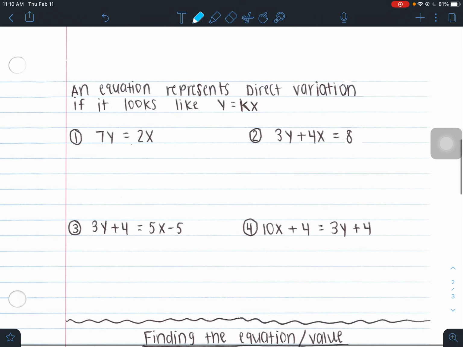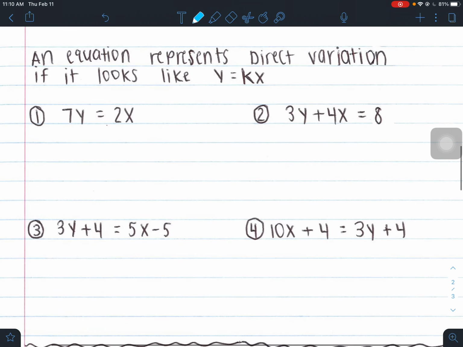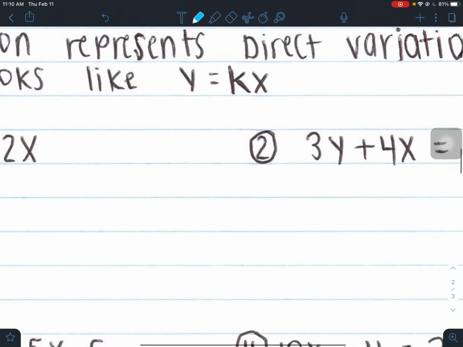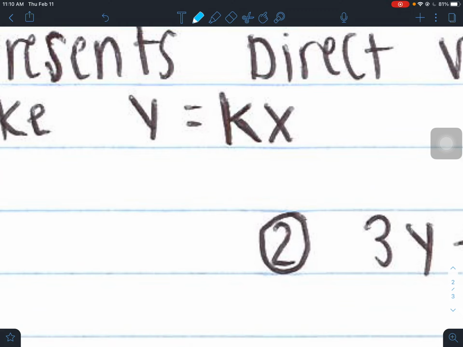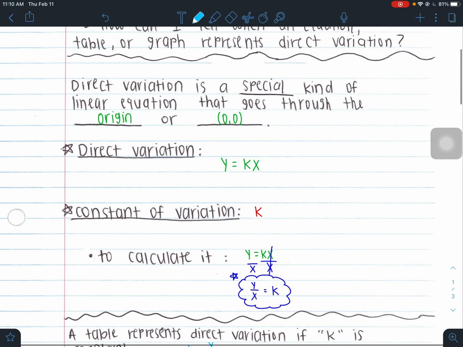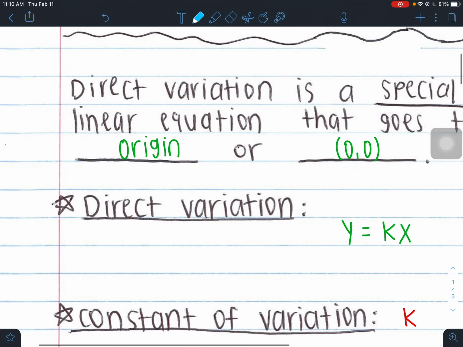All right, moving on to the next section. An equation represents direct variation if it looks like y equals kx. Now remember, that's the formula for direct variation. That's the form. We want y equals kx. Remember, we want our y-intercept to be 0, 0. And why is that? Remember, direct variation goes through the origin. It goes through 0, 0.